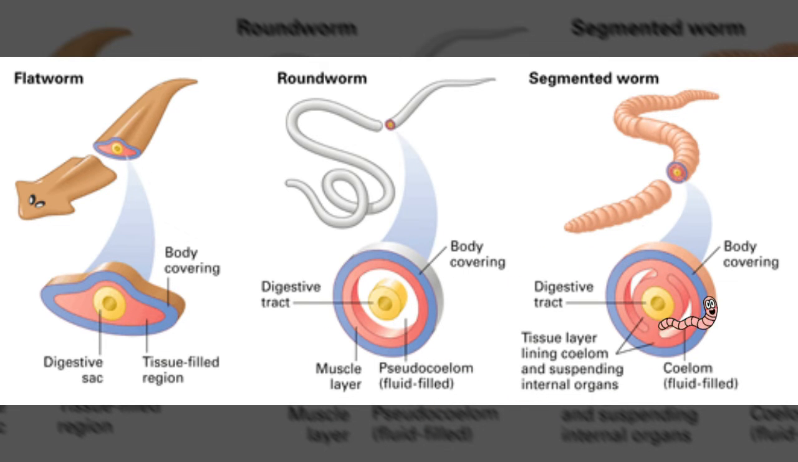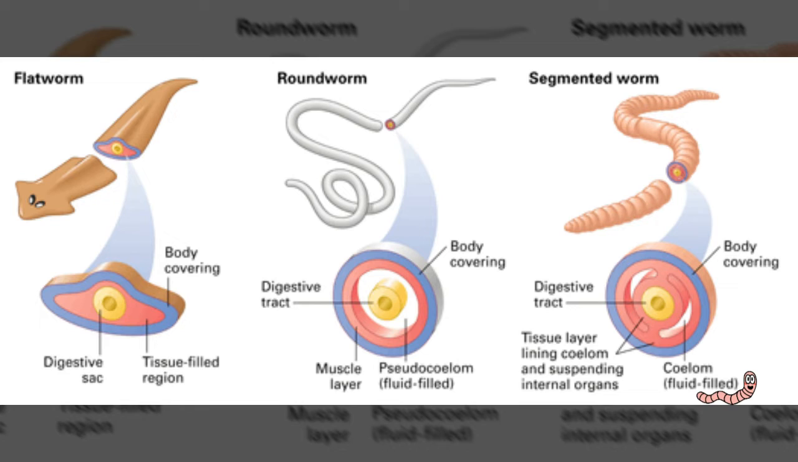And then this one over here, the segmented worm, is the most complex of the 3. It has the body covering, digestive tract, and then this is where it differs from the other 2. It has a tissue layer lining the coelom and suspending the internal organs. So that is a fluid-filled cavity, as you can see here. So it has more tissue than the roundworm. This segmentation allows for a lot of benefits, which include movement, and it lets the worm's body move in ways that are much more complex than the others.